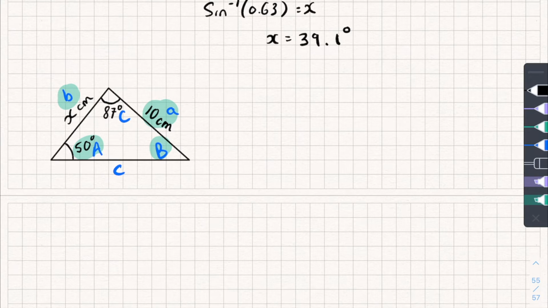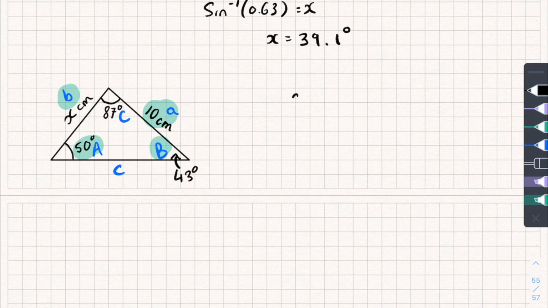But you'll notice I don't have this angle here, B. But I do know two angles. I know angle 50 and I know one angle is 87. So if I add them together, the missing angle must be 180 minus the sum of those two, because angles in a triangle add up to 180 degrees. So this missing angle B must be 43 degrees. So now what do I know? Well, I know angle A, angle B, and side A.